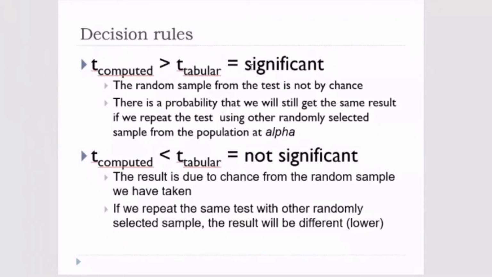So meaning it's due to chance. If we repeat the same test and get another randomly selected sample, there would be a different result, even a lower result. So it's lesser than negative 0.899, our result. If we do that on another randomly selected sample, our R value is not significant.